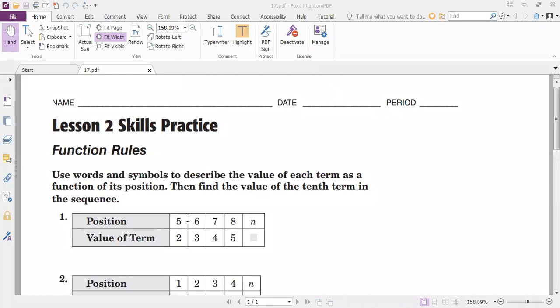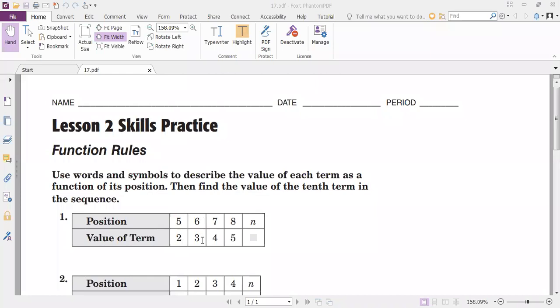Right. If we look into the table, look with me, please. The position number 5, the value is 2. So 5 becomes 2. What happened? I will subtract 3, right? I don't add, because from 5 it becomes 2, I subtract 3. If I have 6 and the 6 becomes a 3, I will subtract the same number, 3.